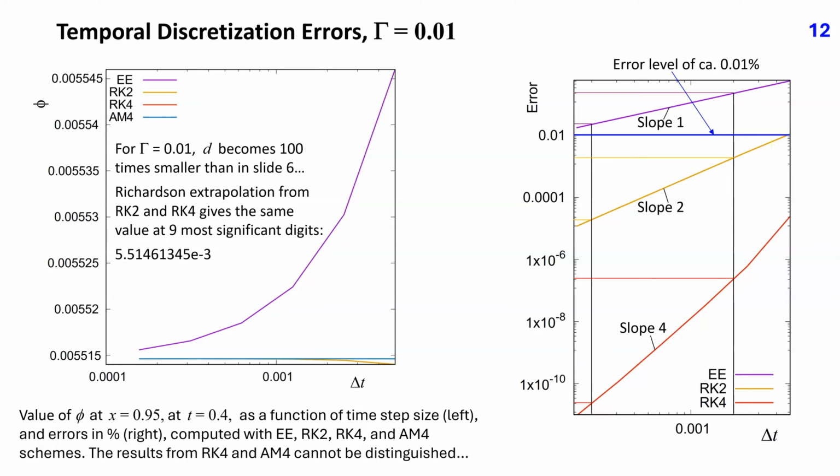If the aim is to have errors around 0.01%, this is achieved with the second-order Runge-Kutta method with the largest time step for which it is stable. The fourth-order scheme is too accurate for this problem already with the largest time step which guarantees the stability.